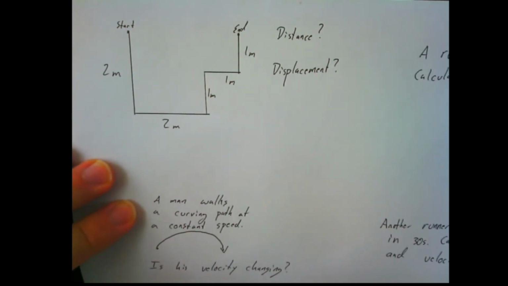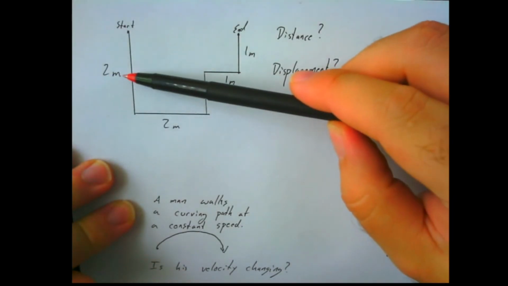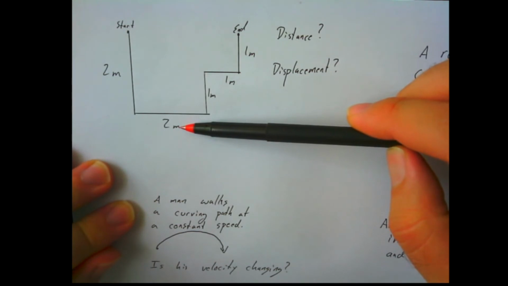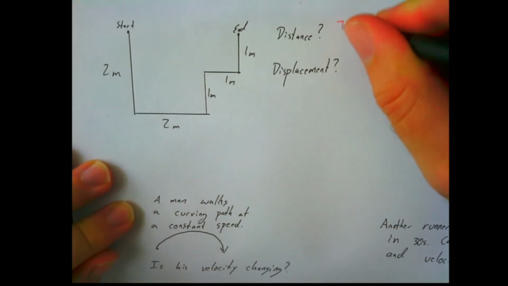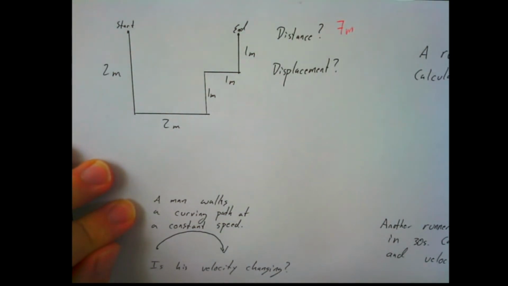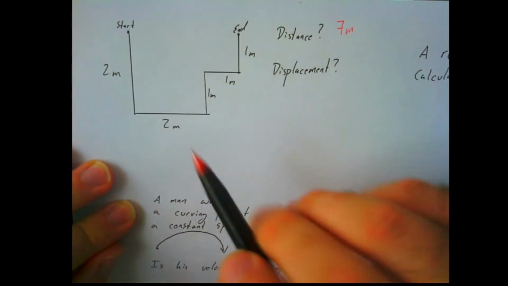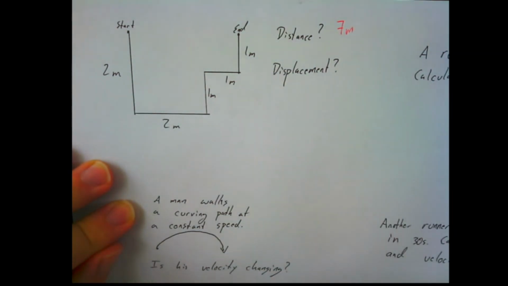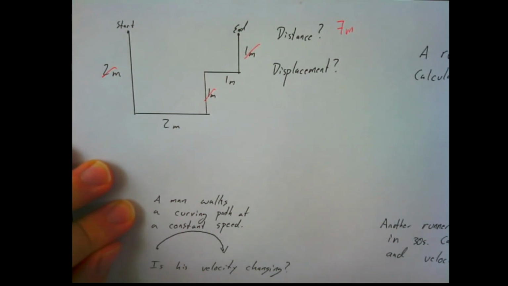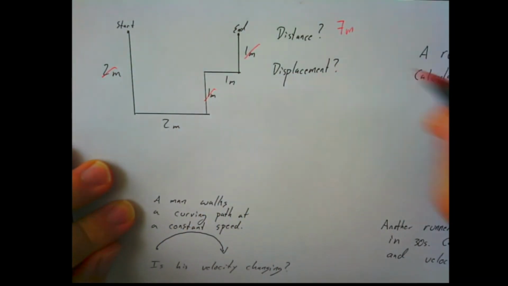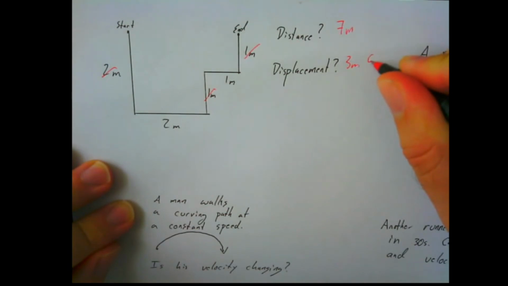So to get distance, we need to add up all of the paths he's taken. So he moves 2 meters south, then 2 meters east for a total of 4 meters, 5 meters, 6 meters, 7 meters. He has moved 7 meters. That's the distance. But is that his displacement? No. In fact, he moves 2 meters south and then later 2 meters north. So doesn't that cancel out? Leaving us with just 2 plus 1, a total of 3 meters going east.